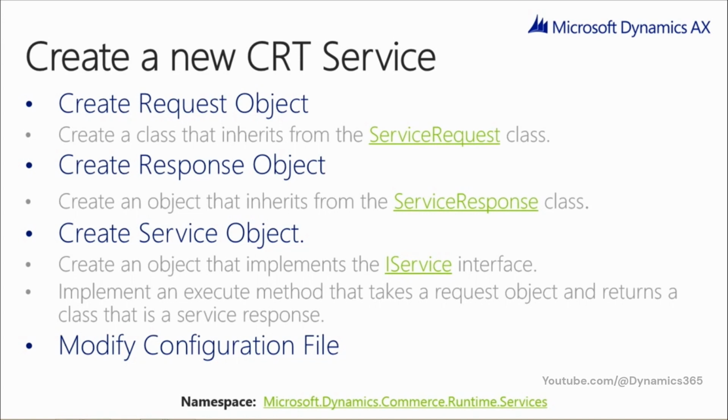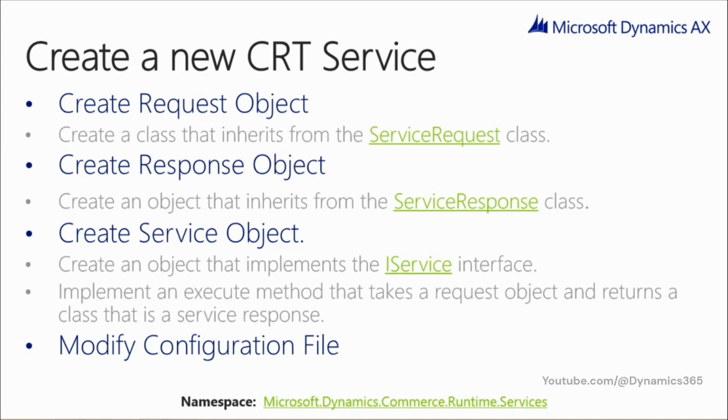To create a service object, create an object that implements the iService interface. Implement an execute method that takes a request object and returns a class that is a service response. Cast the request as the type the service can handle. If the cast succeeds, call a method to perform an action. And finally, return a response.